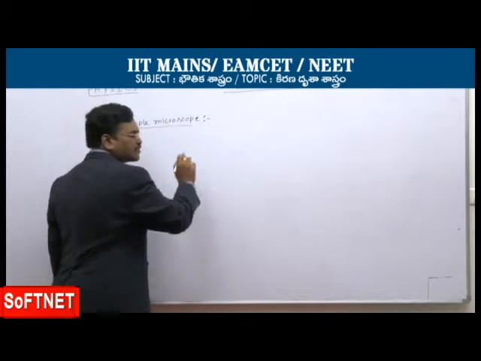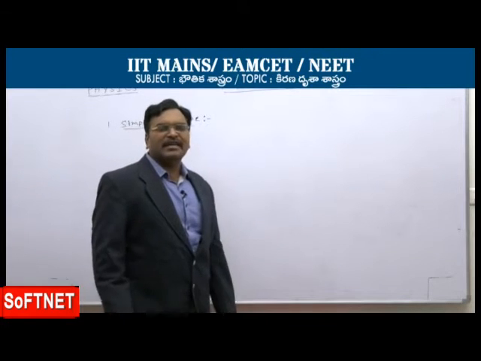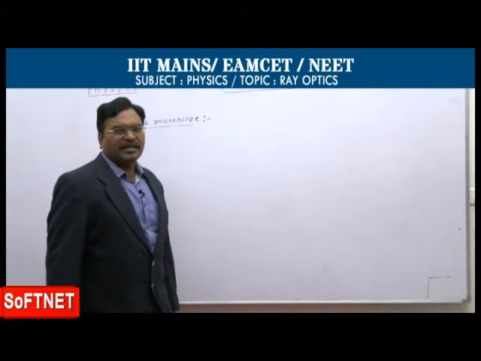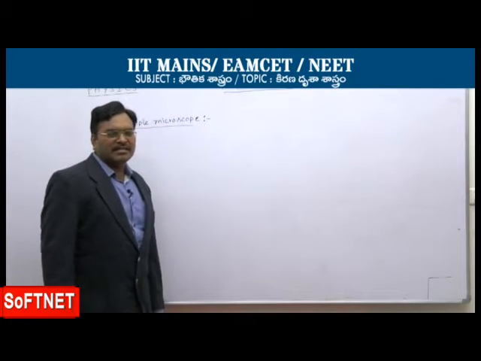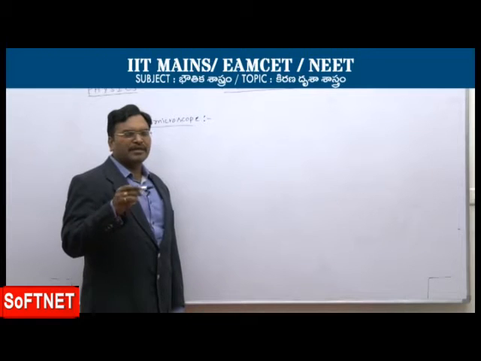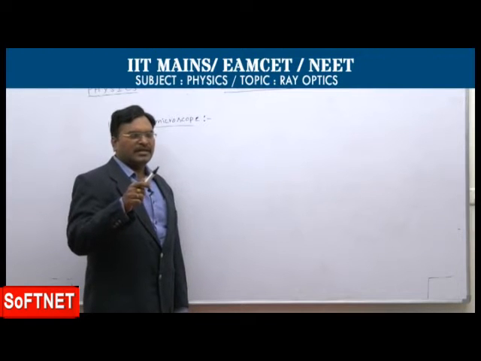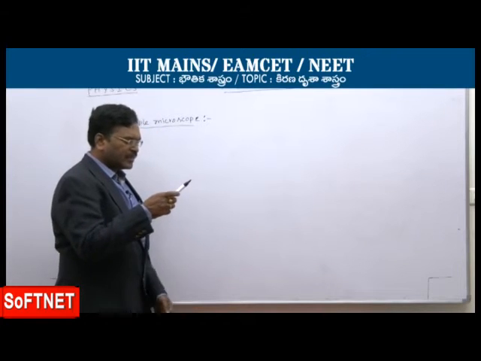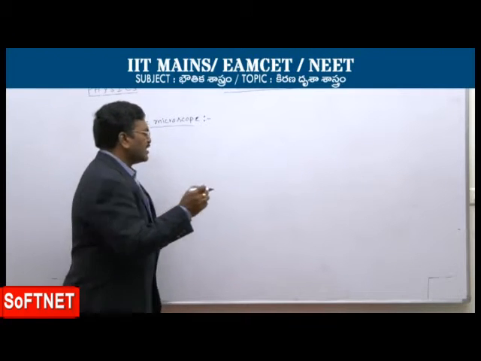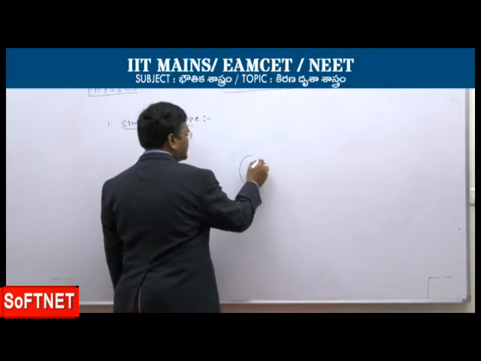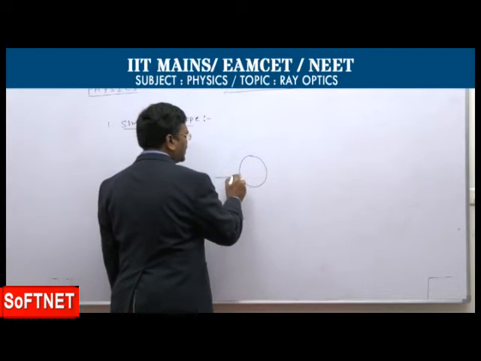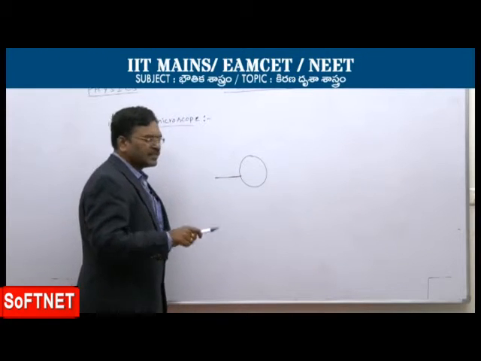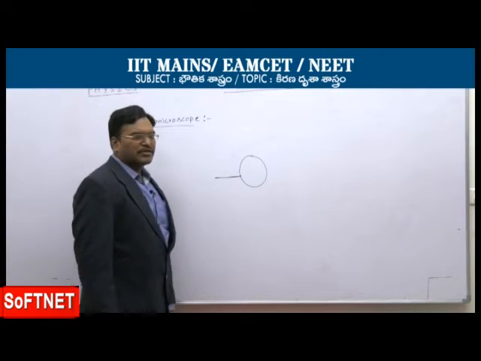What is a simple microscope? It is a magnifying glass. Here, a short focus convex lens is fitted in a metal frame provided with a handle to hold it over an object like this. That is the simple microscope.